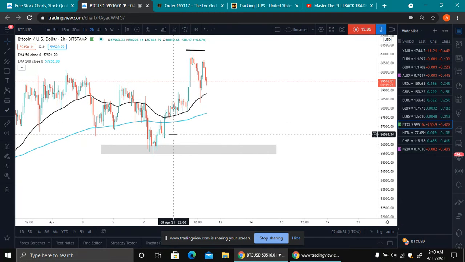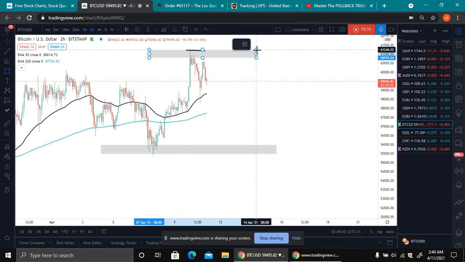I don't call this a UT. I apologize. So it tests here, I come back, and I call this the UT. And then I know price is going to come back down. So I would have drawn a zone right here because this would be my UT.